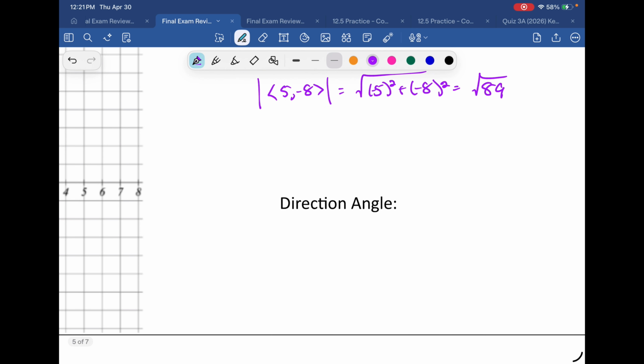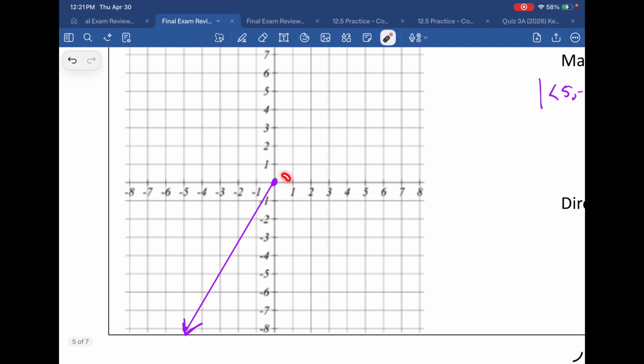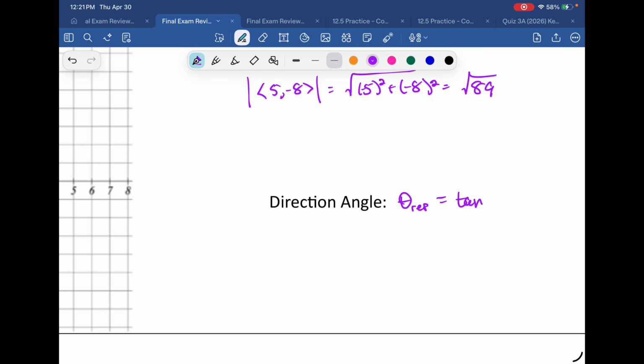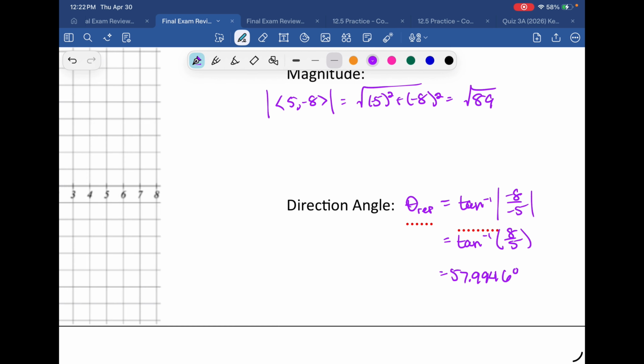Direction angle. This is a reference angle first. And I know it's a reference angle because I can see that my vector is in quadrant 3. It was inverse tangent, absolute value, y over x. I'm just going to do that on my handheld calculator, not in radians. So this is our reference angle. Okay, it's not our actual angle.